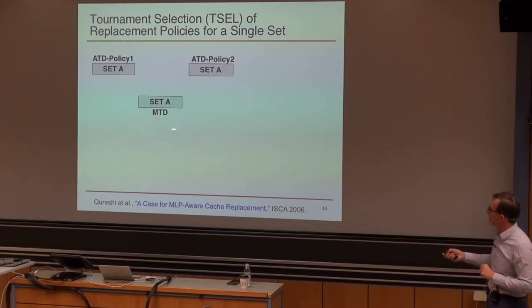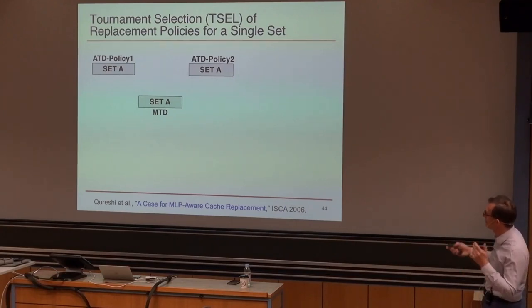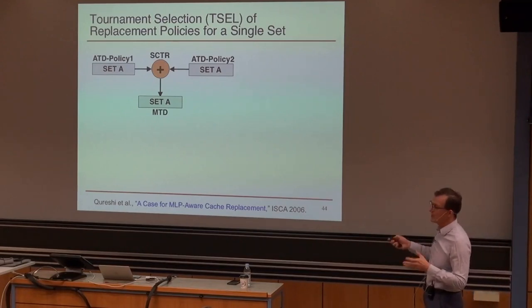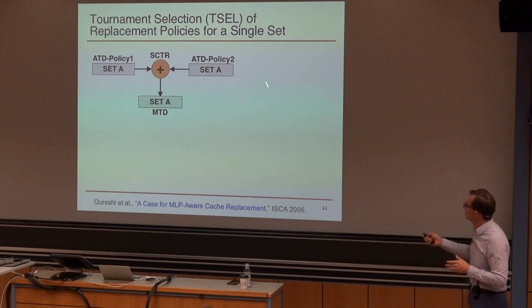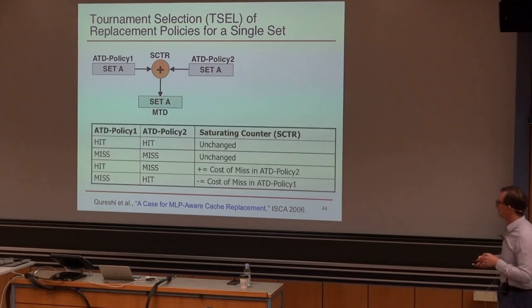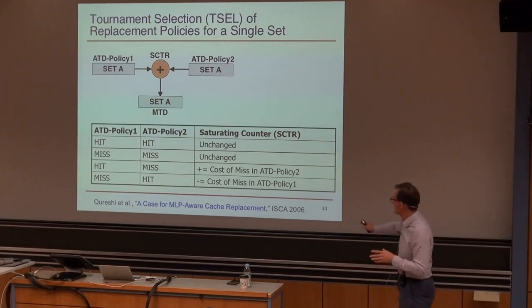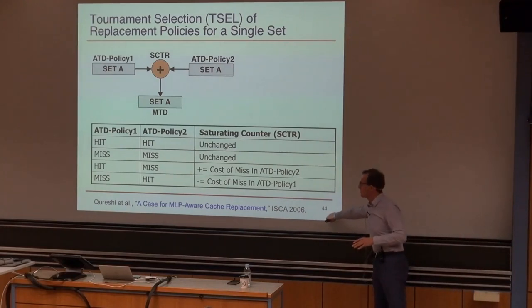So basically, you can think of the main tag directory, the main tag store. You have one for set A, and you have auxiliary tag directories, auxiliary tag stores, for policy one and policy two, LRU and random, let's say. And for each set, you basically have a counter that decides which one you should be following. Right? And you have a policy to increment and decrement these counters. This is a policy that's used in this paper.